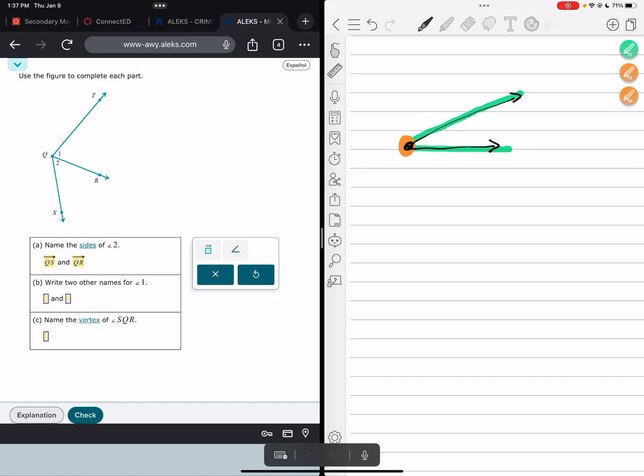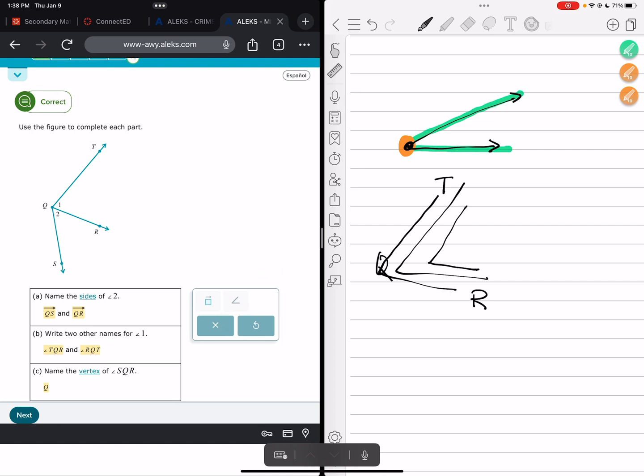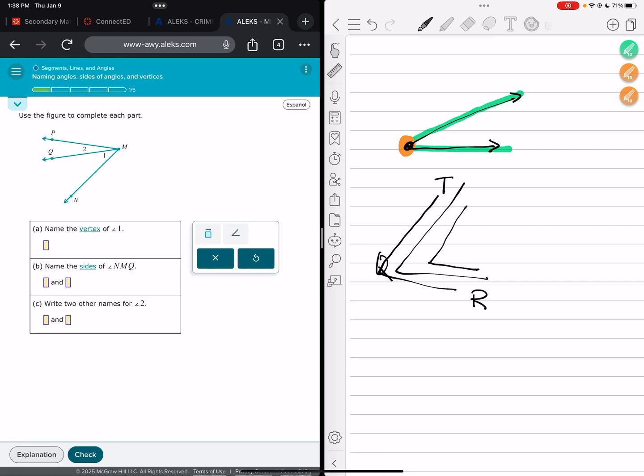When it asks me to write two other names for angle 1, that means when I'm looking at angle 1, we see I have T, Q, and R. The two options I have is I can go T, Q, R, or I can go backwards and go R, Q, T. So I'm going to hit this angle sign right here, and I'm going to write T, Q, R, and then my other one is angle R, Q, T. And then the last thing for the vertex, I just write that middle point, which is Q, which we can go ahead and check.